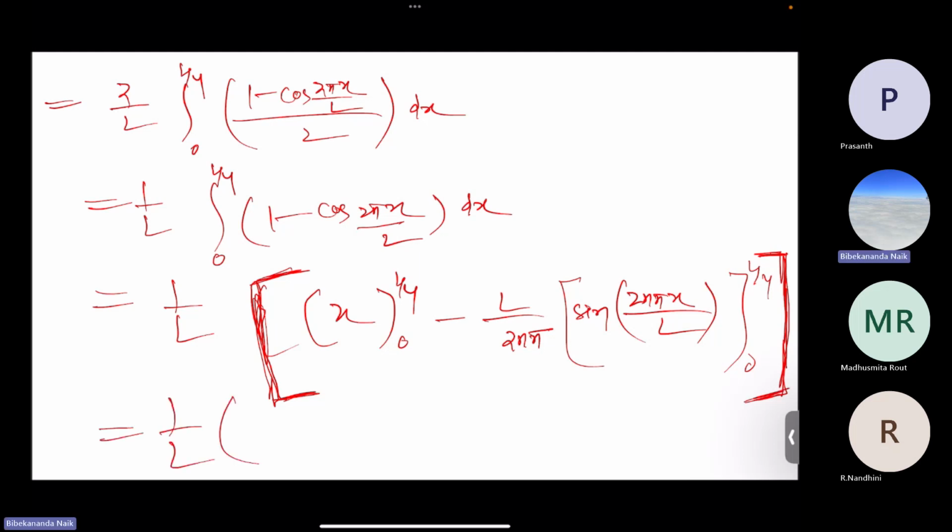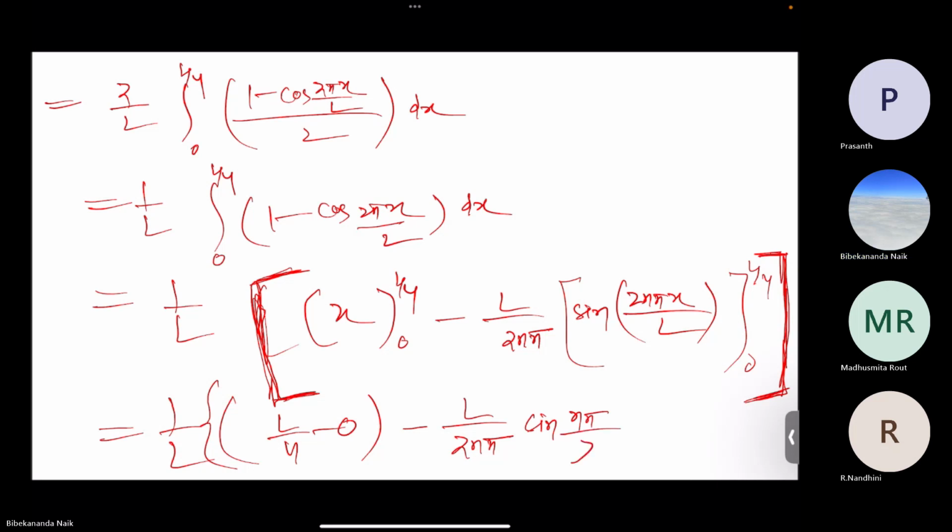It is 1 by L by 4 minus 0, minus L by 2n pi sine n pi by 2. So if you put here L by 4 in x, L gets cancelled out, 2 cancelled with 4, it will give sine n pi by 2.